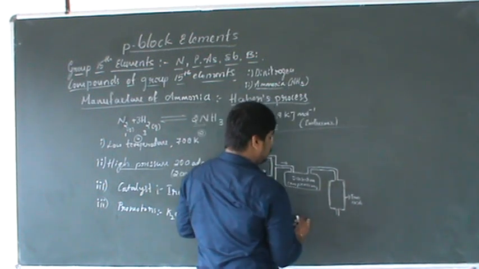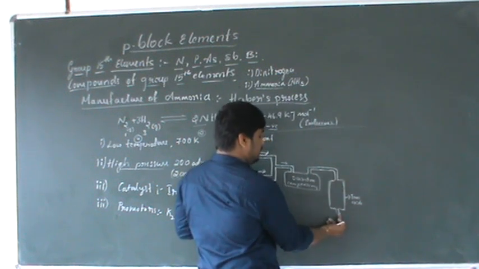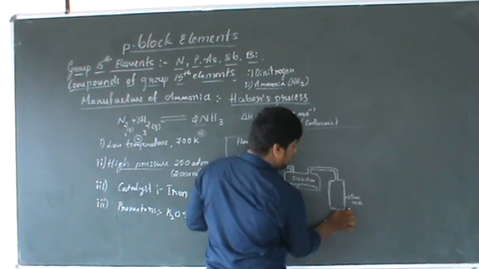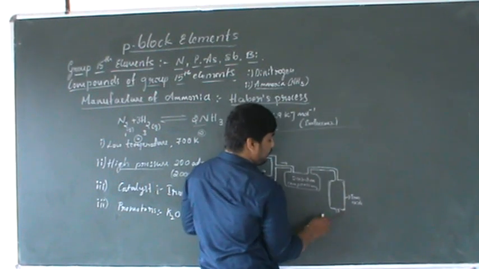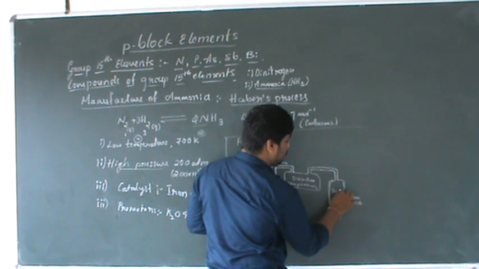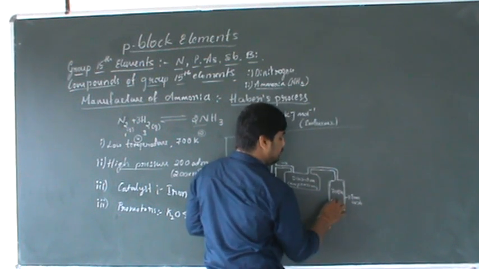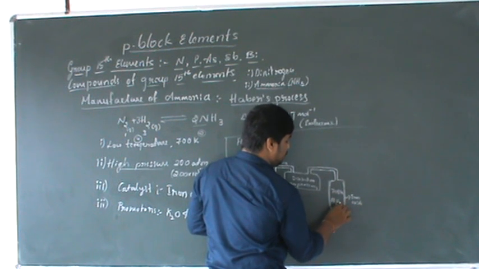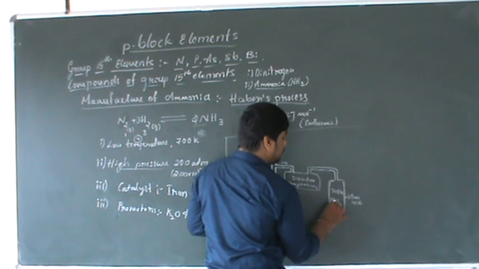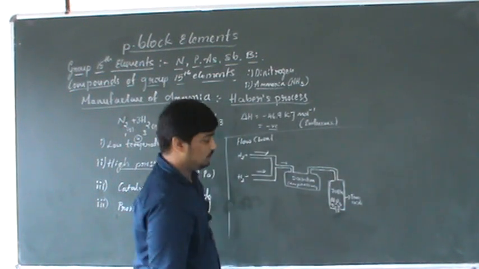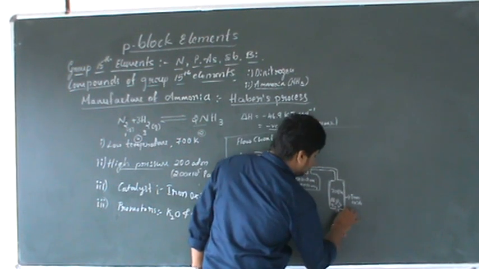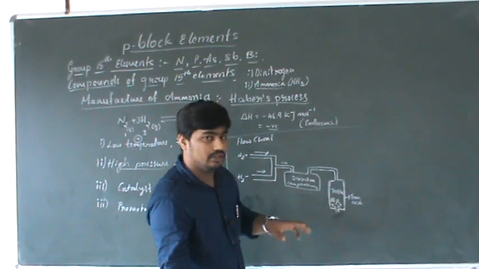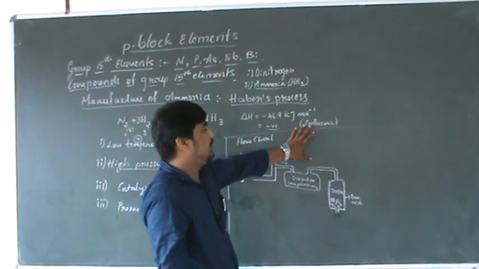Or better to reverse the process also. This one is inletted in this side and goes to another side. It's also possible. In one side, iron oxide contains promoters and 700 Kelvin temperature. This catalytic chamber contains promoters also. When we increase the temperature, the question arises in the exothermic reaction.